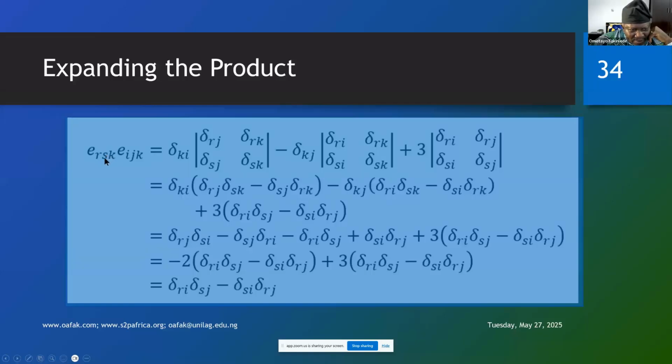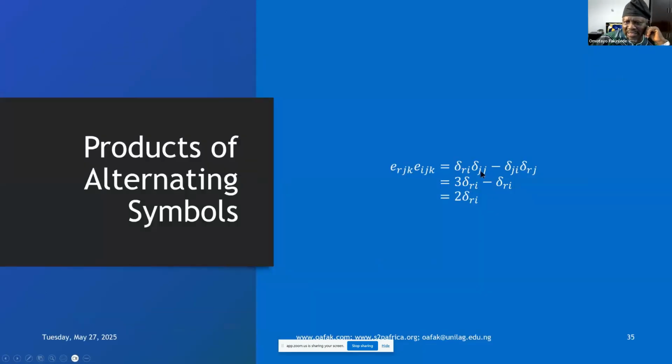If S here becomes J, then everywhere that's S, you have J instead. So you have Ri delta JJ and then Ji delta Rj. That's what I am talking about there. This delta JJ will give you 3. And in delta JIRJ, you use the substitution nature of the delta, and you get this. It gives you 2 delta Ri.